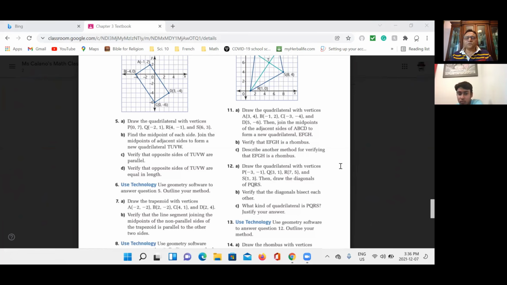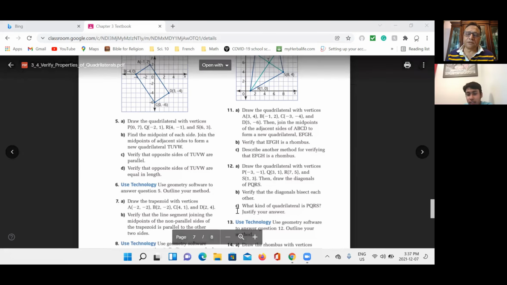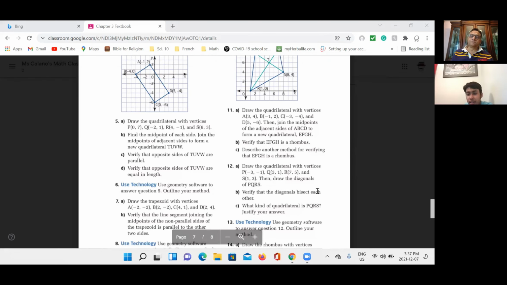You can read question number 12. Let's see if you can do it. Draw the quadrilateral with vertices P, Q, R, S, and then draw the diagonals of PQRS. So what they're saying is that first we have to sketch the quadrilateral and then draw the diagonals. Second, it says verify that the diagonals bisect each other and see what kind of quadrilateral PQRS is, and justify your answer, right?